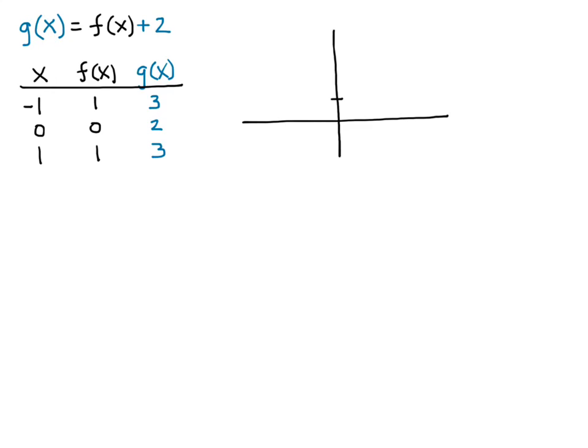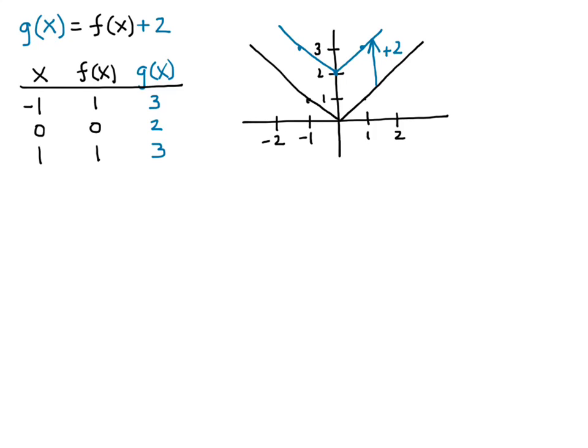Okay, so let's say we have this function where I'm going to add 2 to my toolkit function: g at x equals f at x plus 2. I'm going to evaluate these things at my 3 points, -1, 0, and 1. So f at x equals 1, 0, and 1, but g at x is going to be 2 more than that. And you can see what happens when I add 2 to the absolute value of x. It just moves the whole graph up by 2.